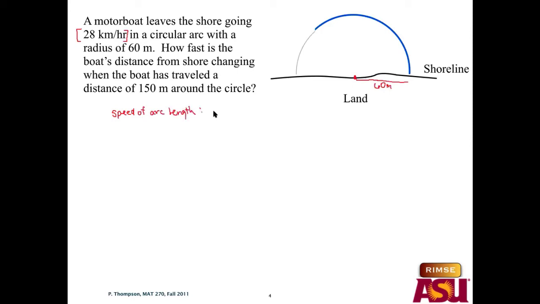Or the speed along the arc length, the distance that the boat is traveling. Now, one thing I want to mention about this, there's 150 meters, 60 meters. This one's in kilometers, which is a normal way to measure speed. But instead of saying 28 kilometers per hour, I'm going to change this to meters. 28 kilometers, 1,000 meters per hour. All right, so the speed that the arc length is increasing at is 28,000 meters per hour.